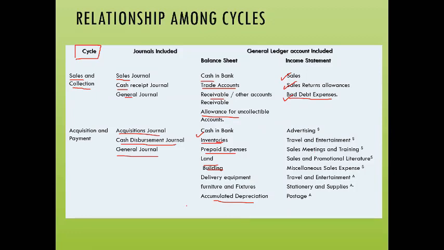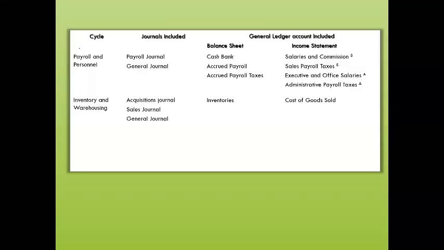From the name of the cycle, I can tell what are the journals that will be included and what are the accounts that will be affected from the balance sheet and from the income statement. Right. The third one is the payroll and personnel cycle. And again, payroll journal and general journal. Payroll means all the salaries and wages of the employees.